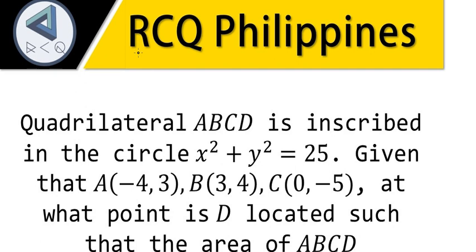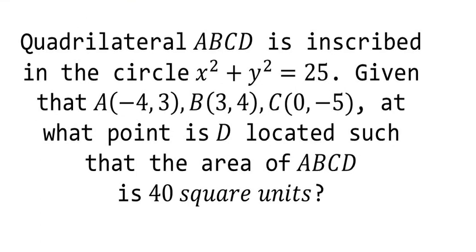The question is from RCQ Philippines. We have quadrilateral ABCD inscribed in the circle x² + y² = 25, given that ABC... at what point is D located such that the area of ABCD is 40 square units. So now I will show you the answer.